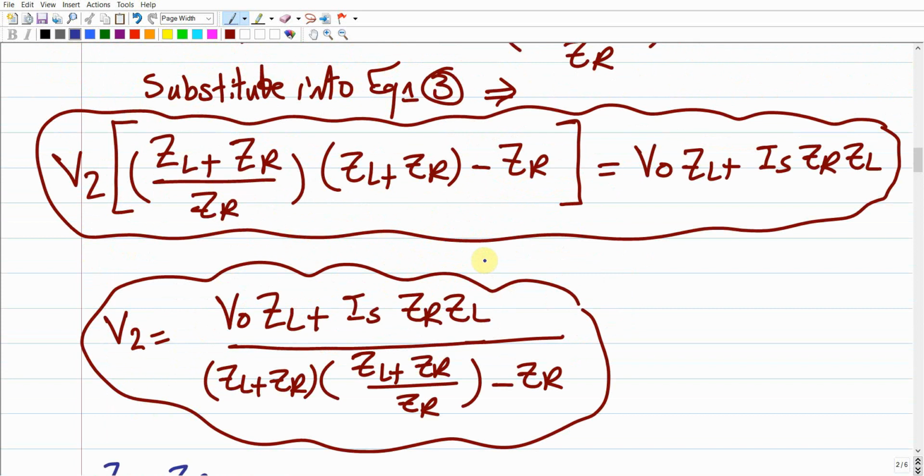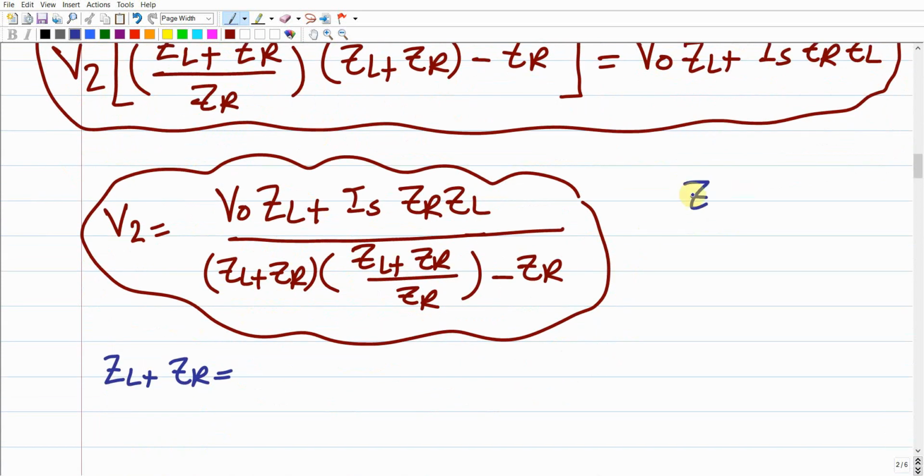ZL, we already got it. I'm just going to recall here the ZL value, which is already 5J as we defined it up there, and the ZR is already 5. Remember that this is in the rectangular form. In the phasor form or the polar form, this J5 is equivalent to 5 angle 90 degrees. The positive 90 gives positive J, the negative 90 gives negative J.